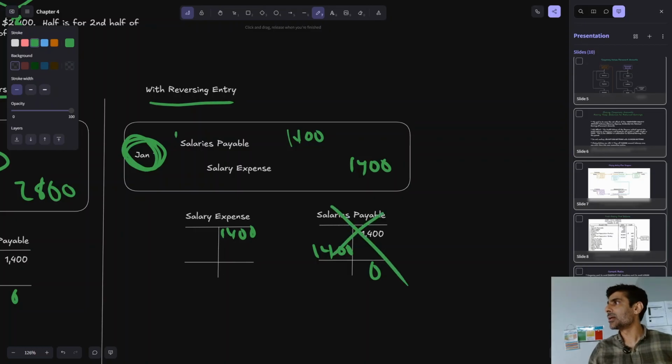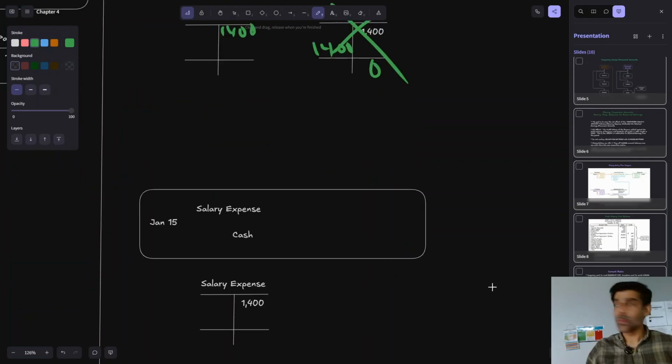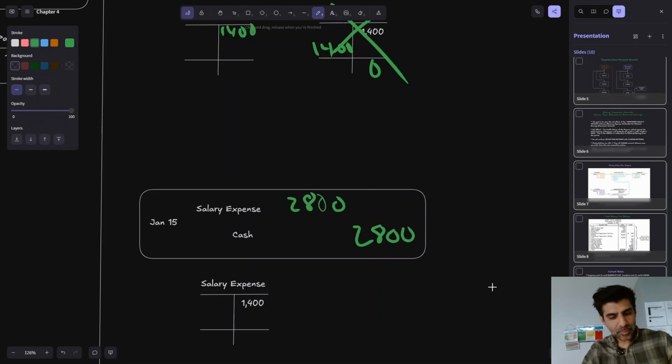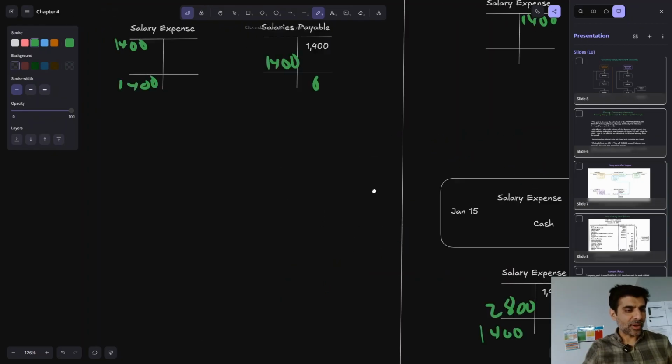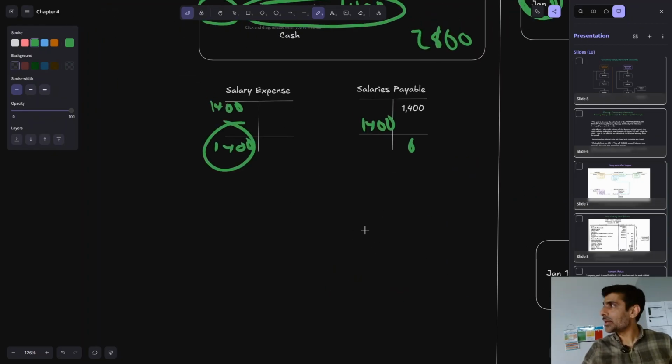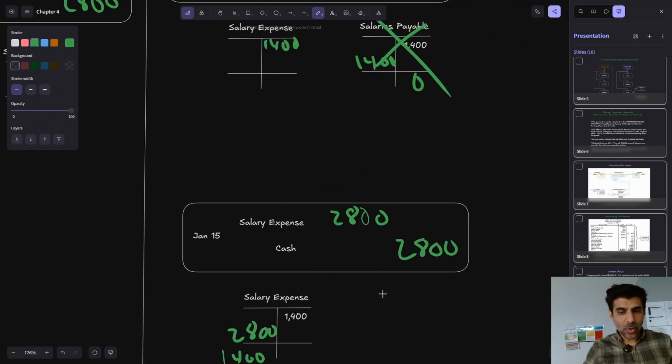It's gone. Okay? So now on January 15th, when we make the payment, we can just attribute all of it to this period. We don't have to remember that we had that payable. So we'll just do 2,800, 2,800. And so now when I do this, what's my balance? 1,400 debit, right? So now we have the exact same situation as here. We have $1,400 debit, and we already zeroed this out. So the payable is 0.